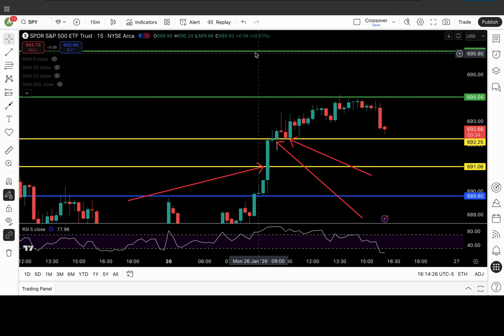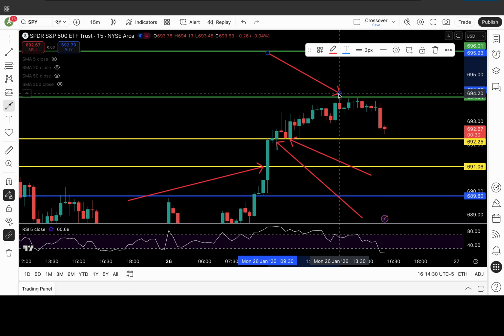And as you can see here, eventually we smashed the 694 level. Successful trade from the 691 breakout to the 692.25 breakout. We had two successful level to level trades. Very blessed, very grateful for that.